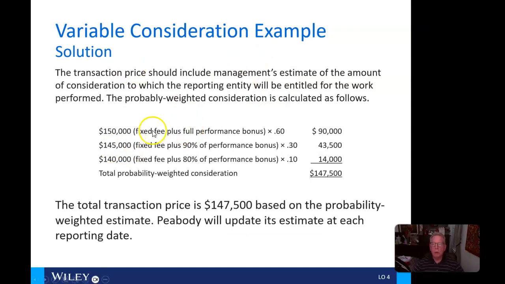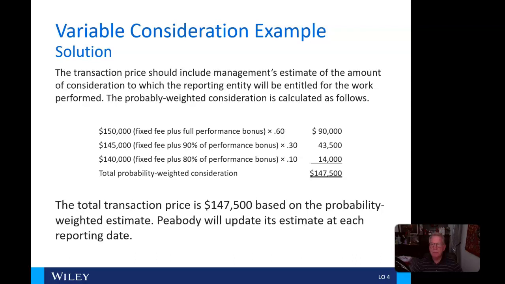And we're going to assume that 60% of the time we're going to get full performance. 30% of the time we're going to get less than that, and then 10% of the time we'll have that. You'll see that this is dropping by 5,000 per week. Okay, so we multiply these through and we get 147,005 based on the probability weighted estimate. Peabody is going to update its estimate each reporting date.